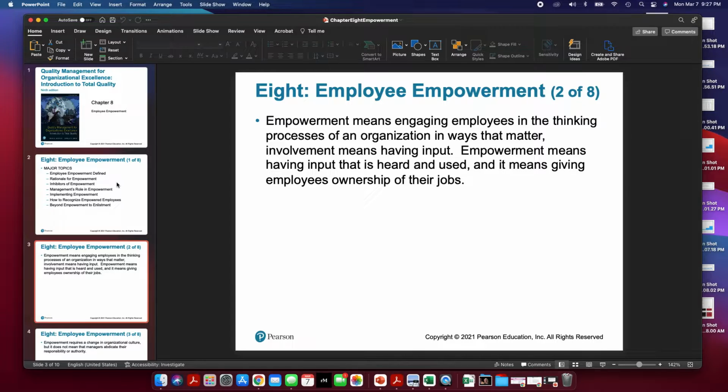So let's define what employee empowerment is. Empowerment means engaging employees in the thinking and processes of an organization in ways that matter. Involvement means having input. Empowerment means having input that is heard and used, and it means giving employees ownership of their jobs.